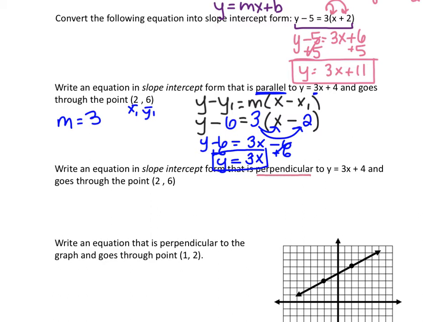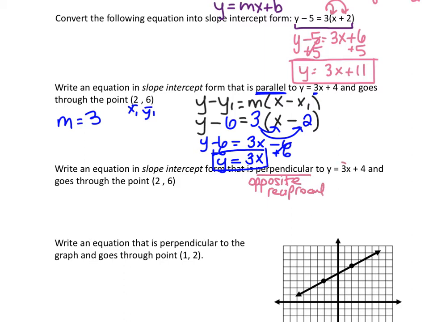6 times 0 is 0. Yes, right, Imanol. Okay, so perpendicular is going to be opposite reciprocal slope.